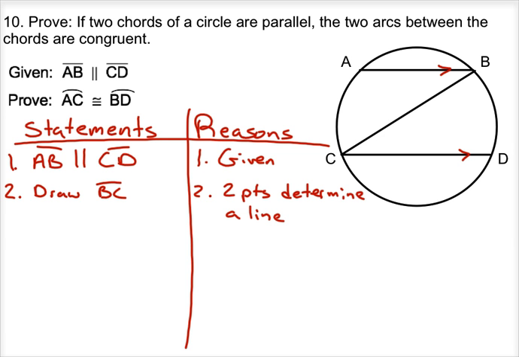Now I notice something sort of interesting. Since I have parallel lines, I know that alternate interior angles are going to be congruent, and I'm just going to number these angle 1 and angle 2. So angle 1 is congruent to angle 2, and my reason is if I have parallel lines, then I have alternate interior angles congruent.